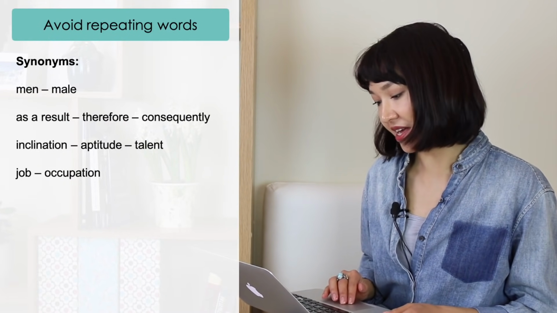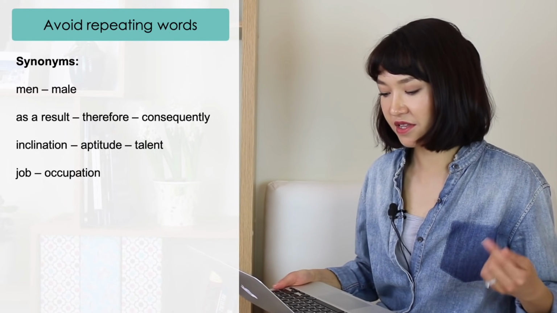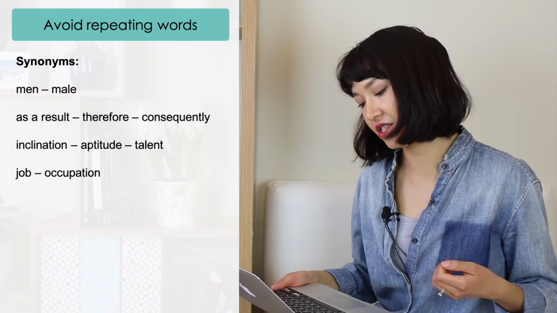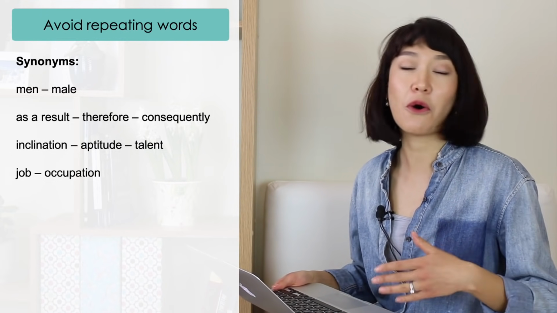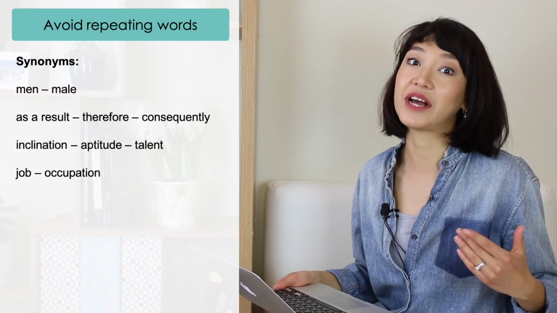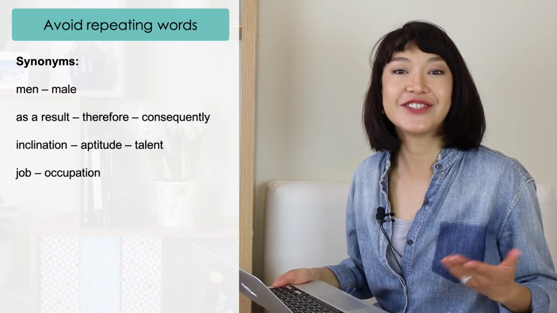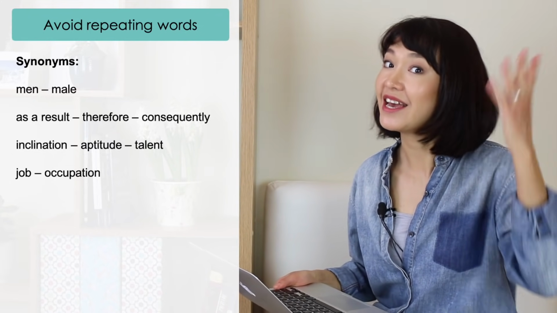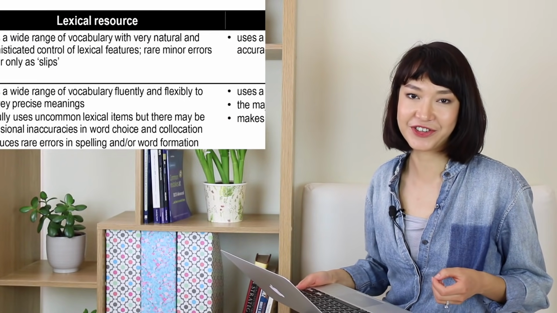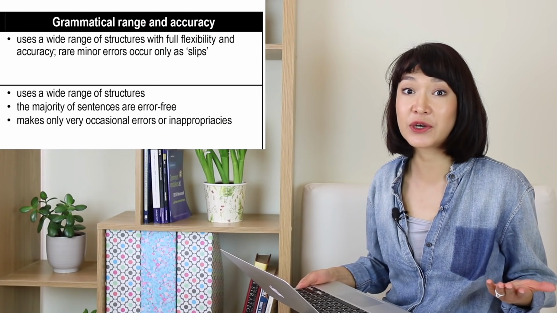For example, in my essay, I used man, male. As a result, therefore, consequently, inclination, aptitude, talent, job, occupation, all these are synonyms. And I didn't try to replace words which I couldn't replace, such as science, so I repeated it throughout my essay, and that's normal.